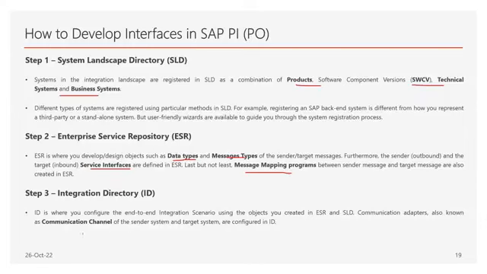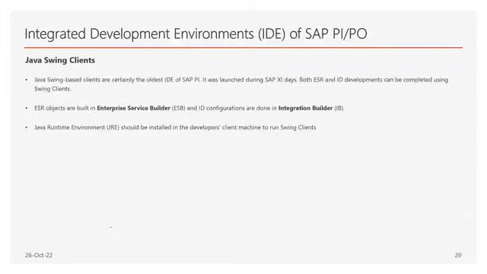So as I said, the Integration Directory will help you to create objects such as communication channels and all these things, so that these channels will help you to integrate with third-party applications or SAP applications. And as I said, ESR and ID, these two components are Java-based applications, based out of Java Swing-based clients. So for you to run these two applications, you need to have Java installed inside your server, okay, inside your system.